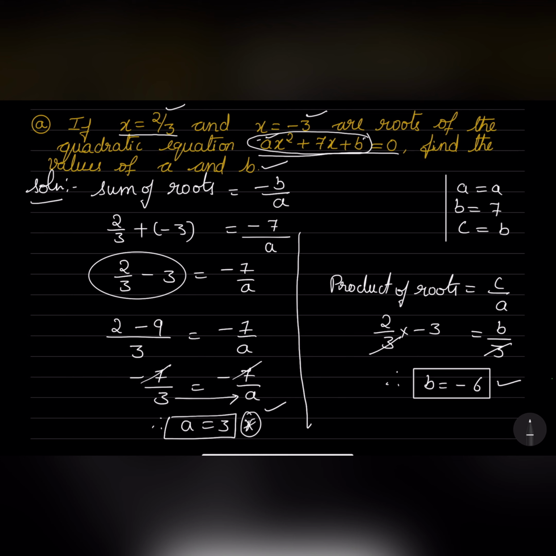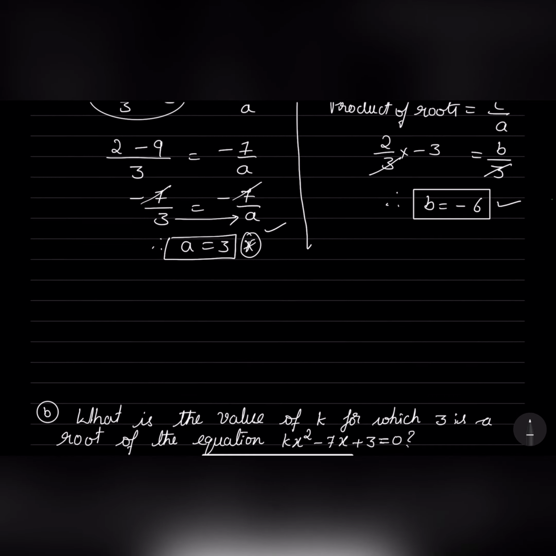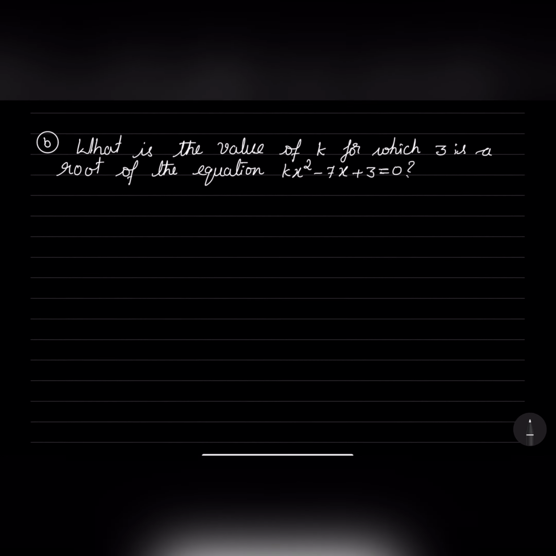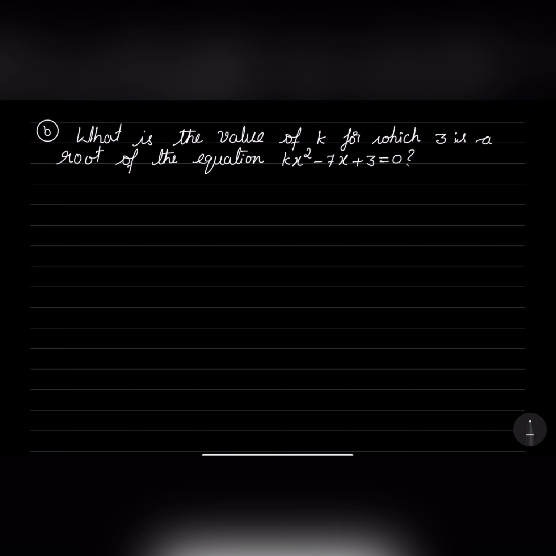This is the first kind of question we get in the quadratic equation. Then the second one: what is the value of k for which 3 is a root of the quadratic equation? So, we need to find the value of k when they have given one root for us. They have given x is equal to 3. This is one value they have given.